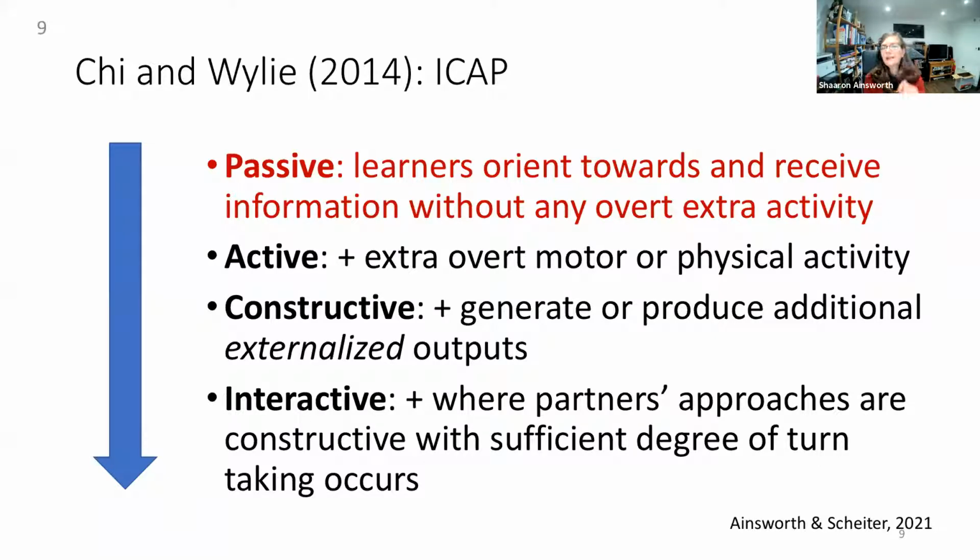Chi and Wiley were basically looking for how we could maximize engagement. And I'm not going to quite do that. What I'm going to say is you can't draw passively in this definition, because to be passive is simply to be oriented towards receiving information, to be kind of sitting there with your arms folded, not intending to do anything. But the minute you are drawing, you are making some extra overt motor or physical action, and hence you are being active in their terminology.